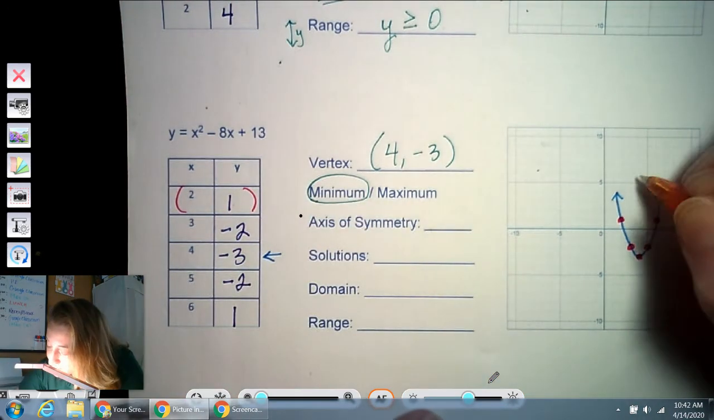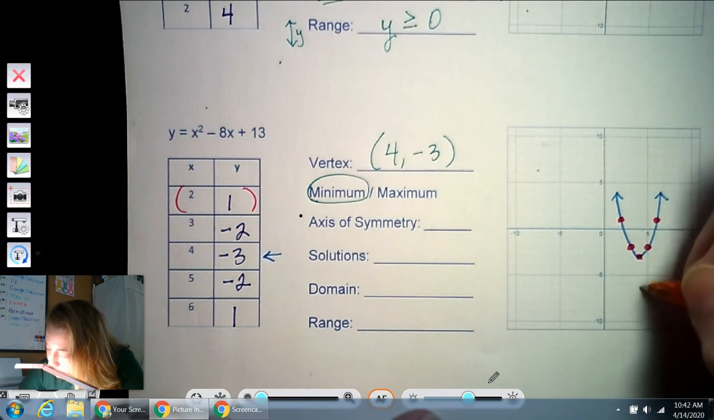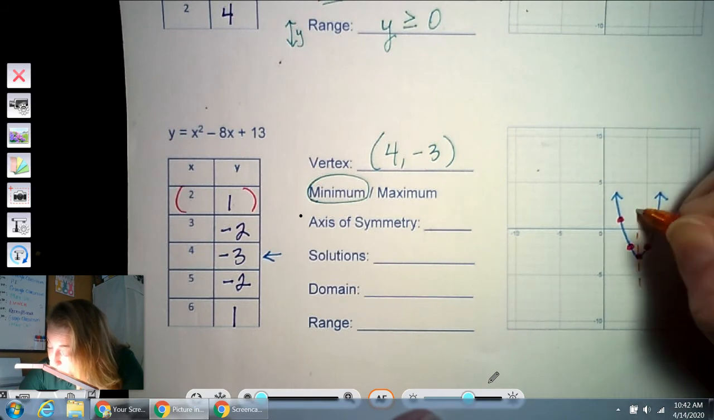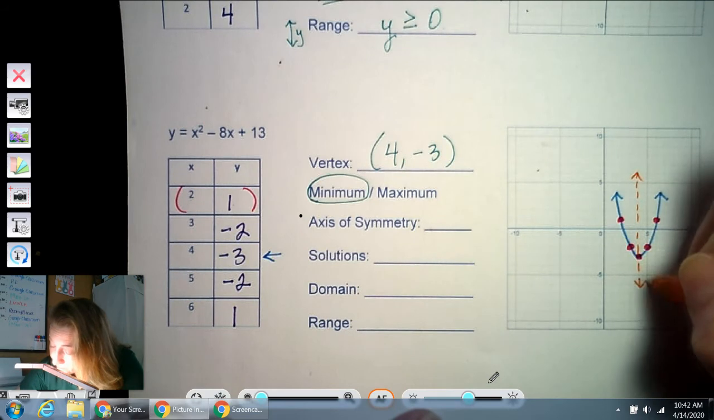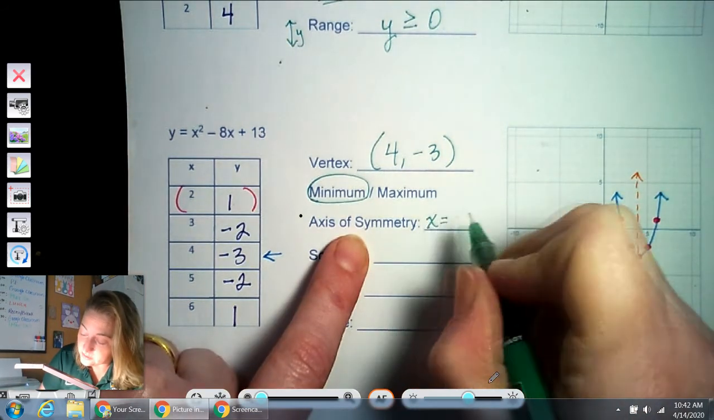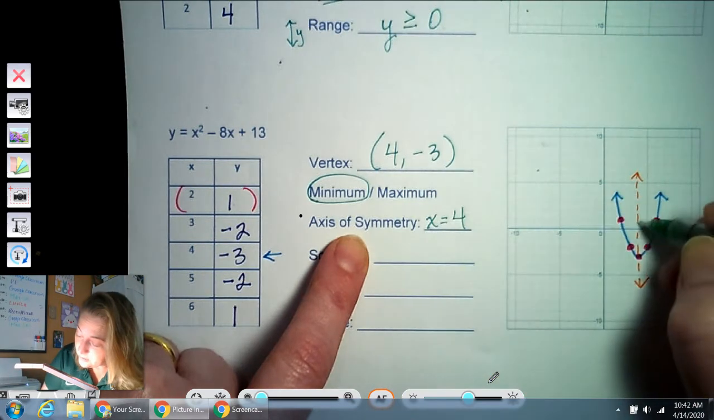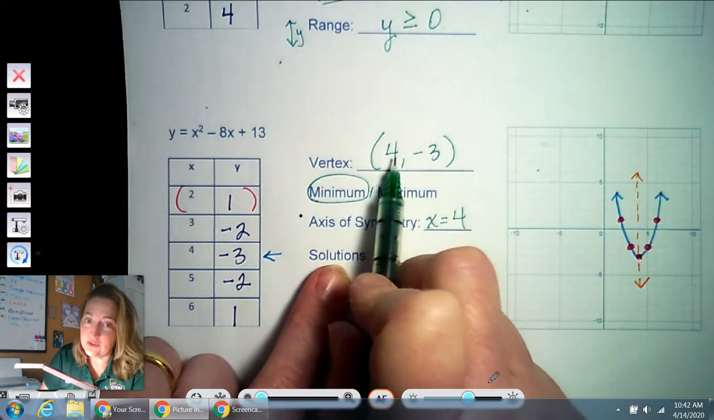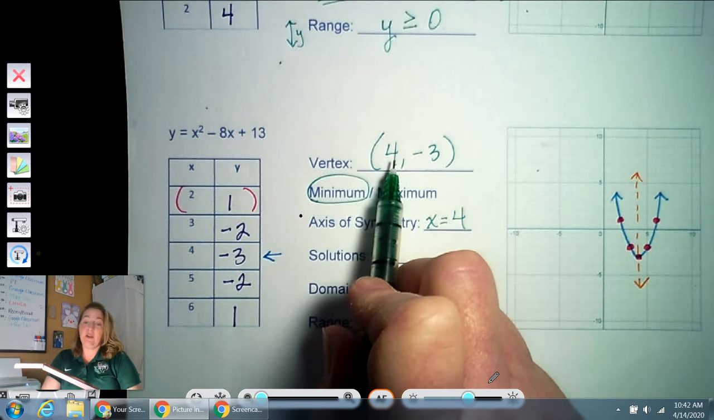The axis of symmetry cuts right through the middle of the graph and goes through that vertex. So the axis of symmetry is the line x equals 4. Okay, it cuts through the 4, and again, it always uses the x value of our vertex.